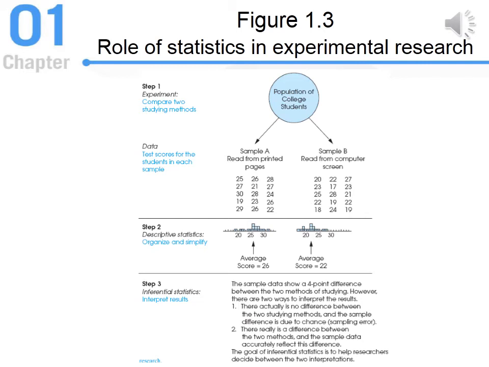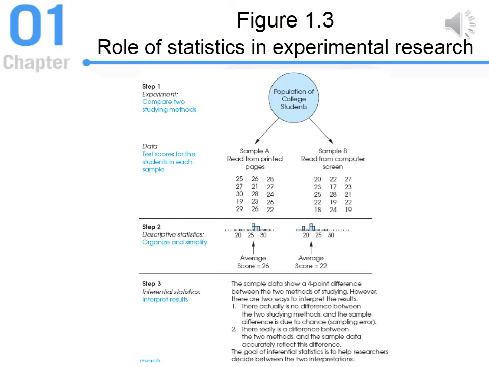So let's put all of this together in an example. In step 1, we conduct an experiment. We start with a population of college students and draw 2 different samples, sample A and sample B, which we will use to compare the efficacy of 2 different study methods. Participants in sample A will be instructed to read instructions from printed papers, and participants in sample B will be instructed to read instructions from a computer screen. Data are collected, that is, test scores from all of the individuals in sample A and all of the individuals in sample B, which you can see presented here in columns.